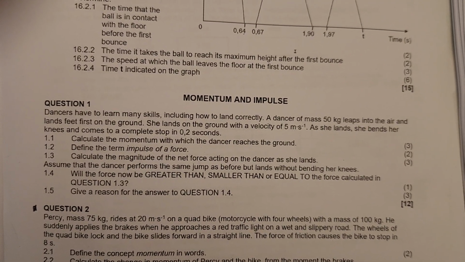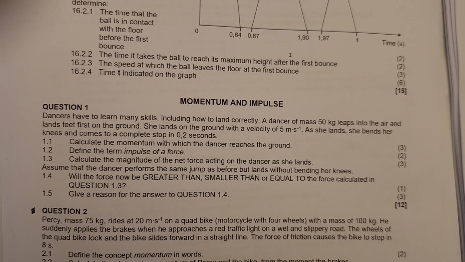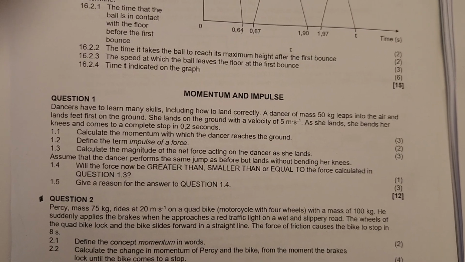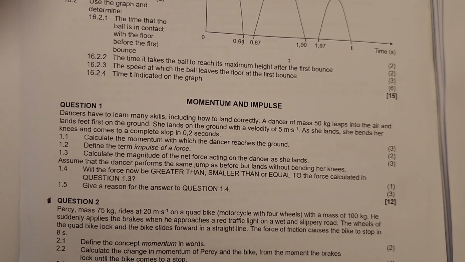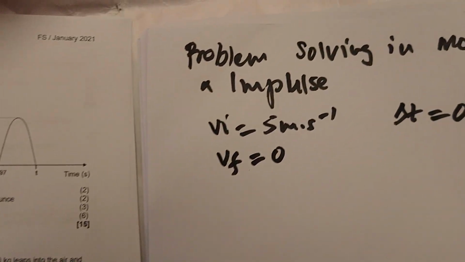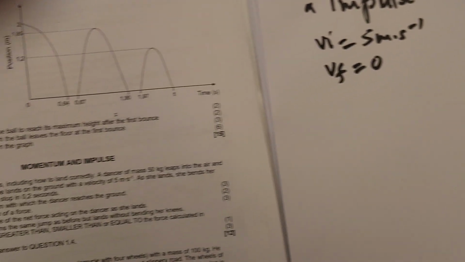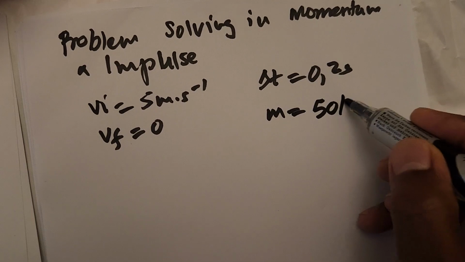As she lands, she bends her knees and comes to a complete stop in 0.2 seconds. Now delta t is 0.2 seconds. And comes to a stoppage, means that the final velocity is 0. That's what we are told in brief. This is the case. Now let's see. The mass of the dancer is given. Mass of the dancer is 50 kilogram. That is very important in momentum.